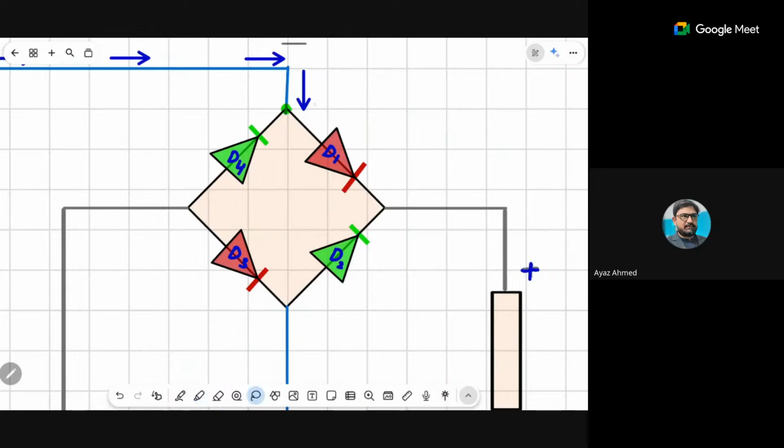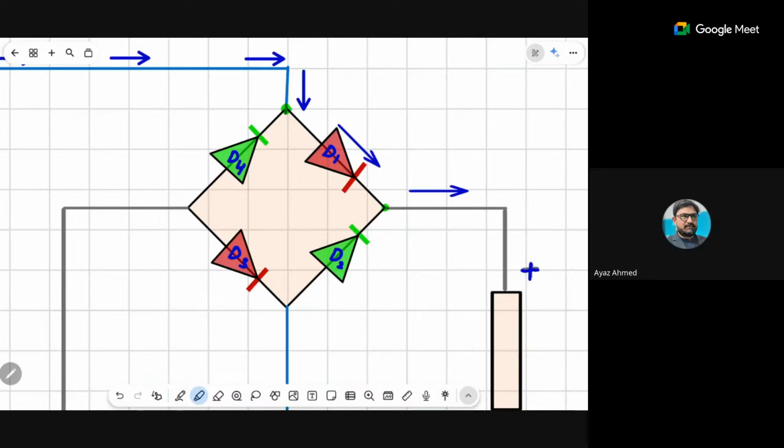But diode 4 will work as an off switch. It will not allow the current to flow through. That is why diode 1 will work. And when diode 1 works, your current will be flowing through this diode. When the current reaches this junction, diode 2 will not allow the current to pass through, because it is again reverse bias.